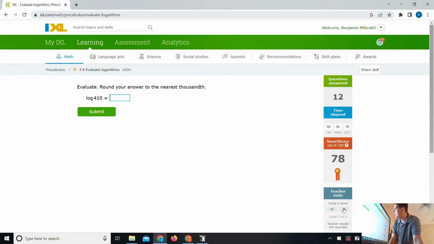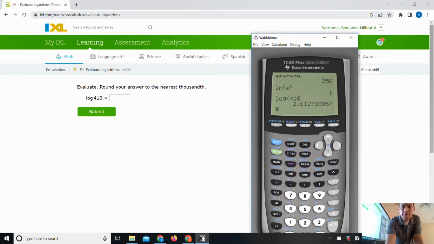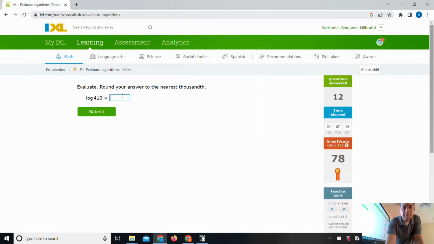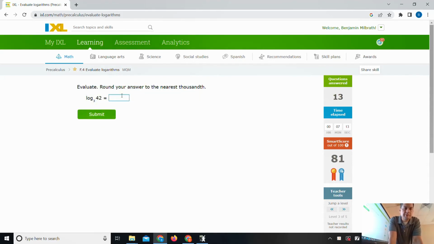Log 4 of 10. The only way this would be hard is if you had to go old school and use logarithm tables, which is not taught anymore. And they want this thing to the nearest, probably thousandth? Yeah, 2.613. This is easier than the rest of it. Now, the reason I did that is because there's no power of 3 that generates a 42. This one needs to be done.